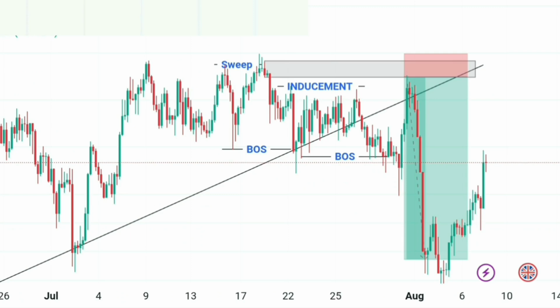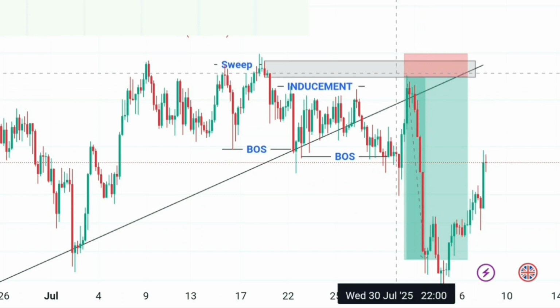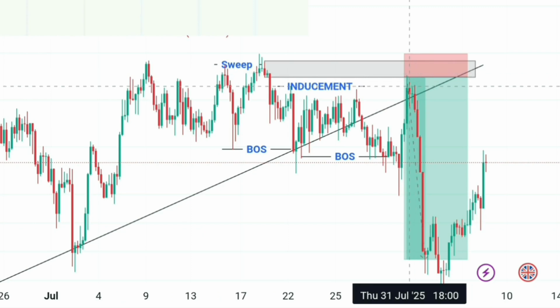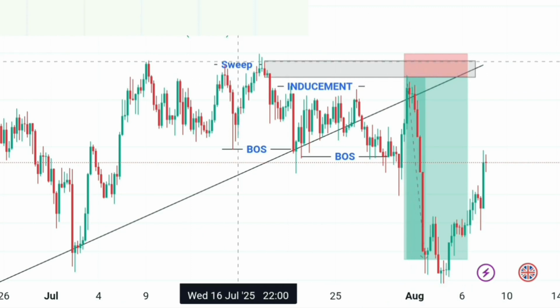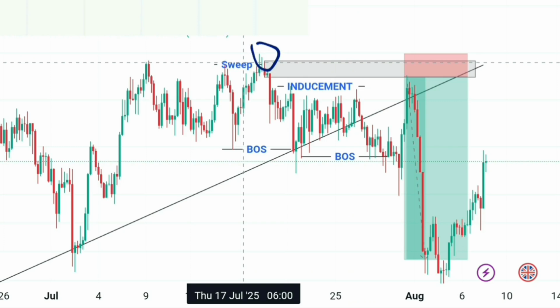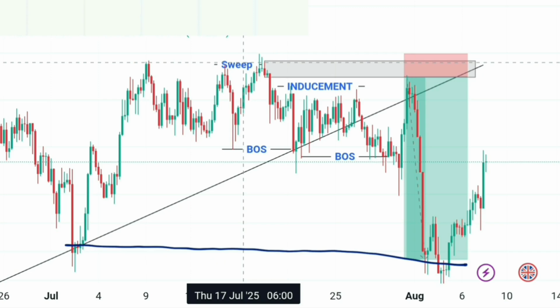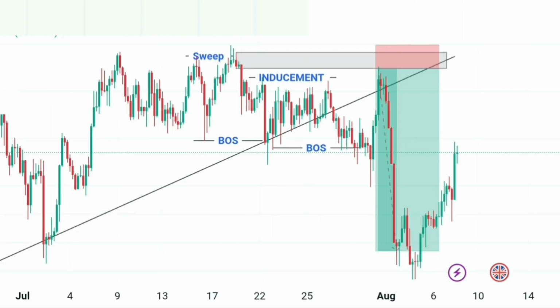So the right place to sell is at that POI that has inducement, and covers the high of that sweep, which is this high. Then your target should be the next obvious low, or the next demand. As you can see, this is a demand zone, so just target it, and this is 1:8 risk to reward. So this was one of the trades I took last week.